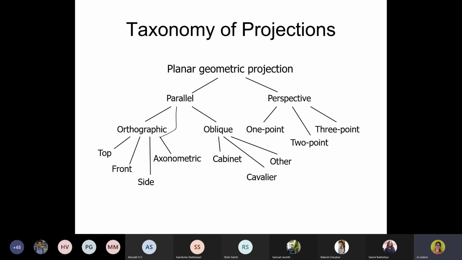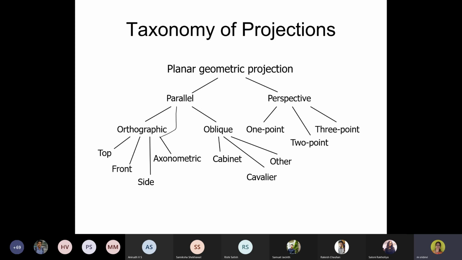In the case of orthographic projections, you can get different views of a 3D object, either a top or bottom view, front or rear view, or right side or left side view. In the case of axonometric projection, it's further classified into three categories: dimetric, trimetric, and isometric. And when it comes to oblique projection, cabinet and Calmia projections are the two categories we have.